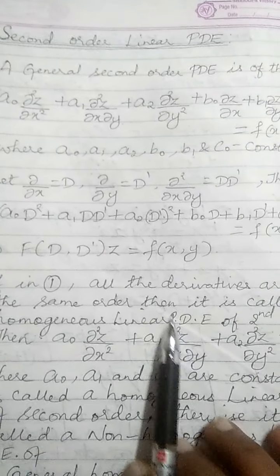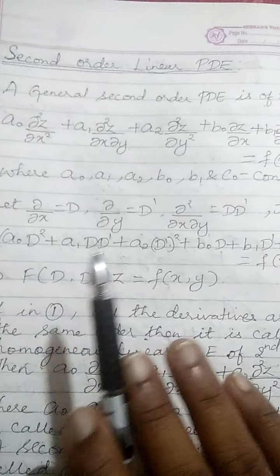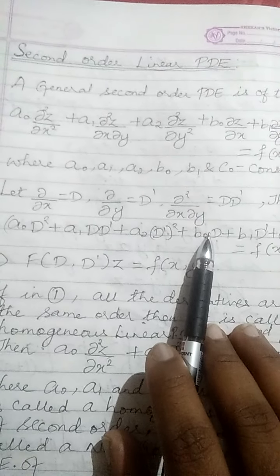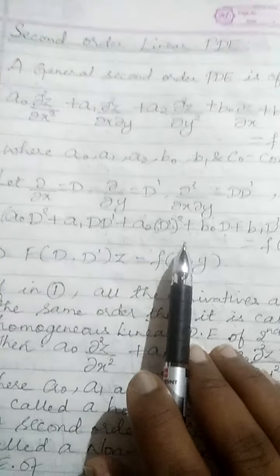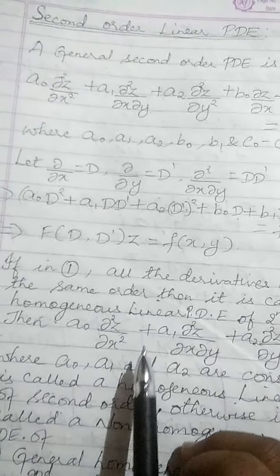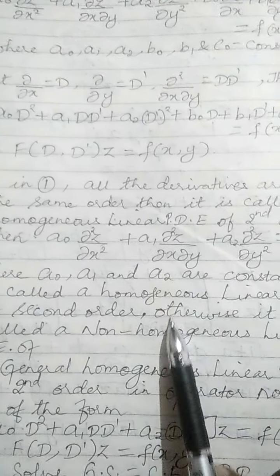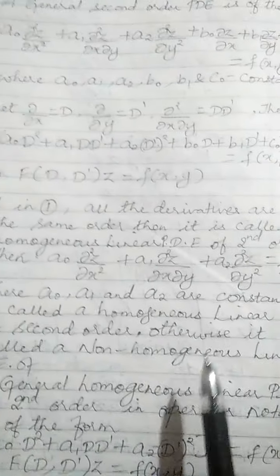Now, if in this equation 1 all the derivatives are of the same order, then we call it a homogeneous second order linear PDE. If it is of mixed orders, that is, if it contains second order as well as first order derivatives, it is called a second order non-homogeneous PDE. That is, the classification of second order linear PDE is homogeneous and non-homogeneous. Homogeneous if the orders are the same, non-homogeneous if it has both second order and first order.